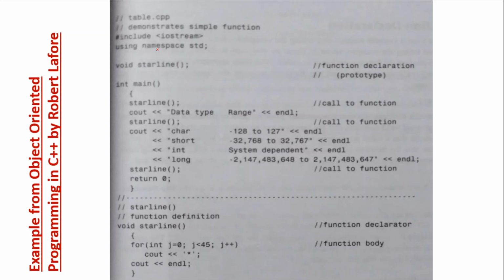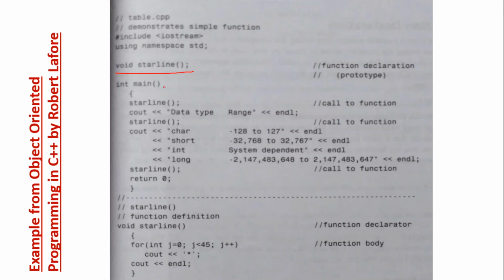You can see that this is the function declaration, where you declare a function. Here the type of the function is written, so there is a return type. Then what is the name of the function here? It is starline. Then you have the parentheses, then the semicolon. Then this function declaration is over.